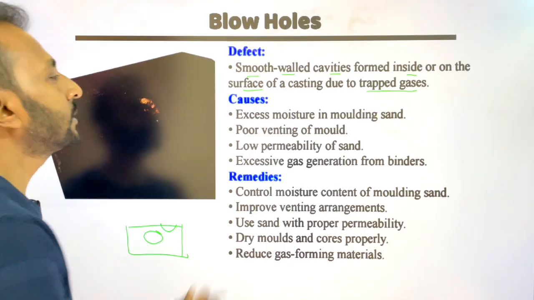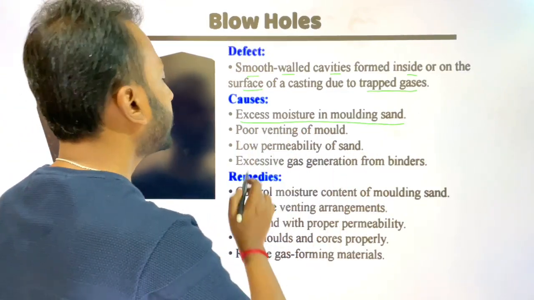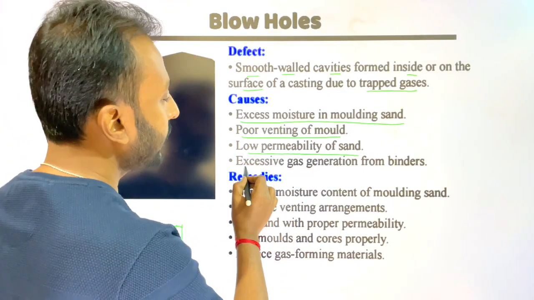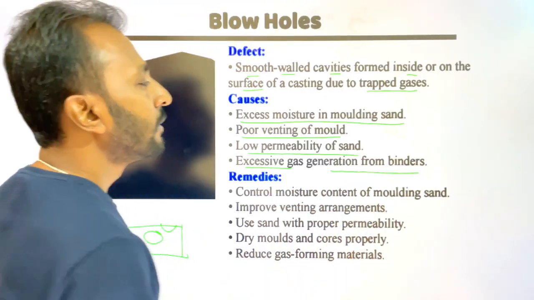So what are the causes? Excess moisture in molding sand, poor venting of mold, low permeability of sand, excessive gas generation from binders.